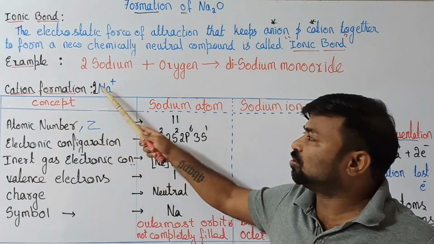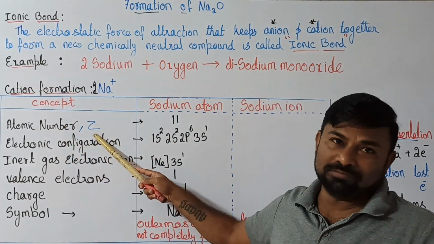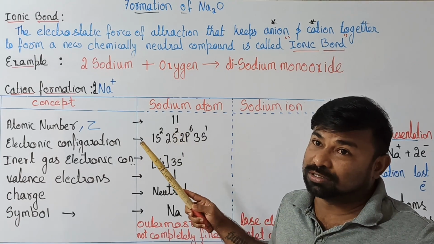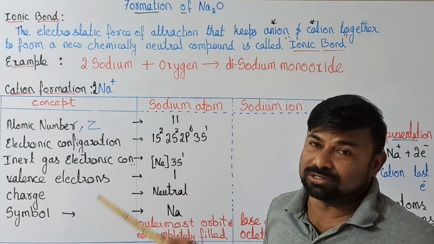Let me explain the formation of the sodium ion. The atomic number of sodium, as you all know, is 11. Atomic number 11 means 11 protons, and in the neutral atom, 11 electrons also.